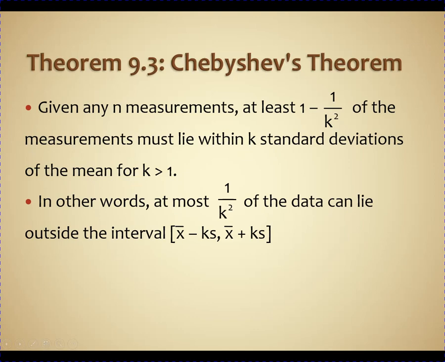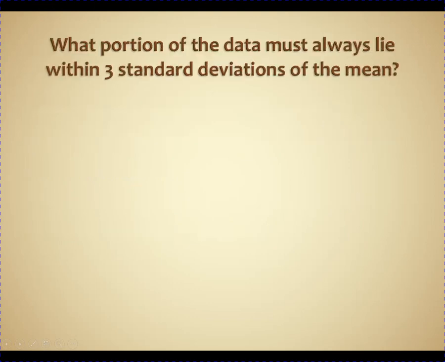So our interval would be the mean minus k times the standard deviation. That would be our lower end, and then our upper end would be the mean plus our constant times the standard deviation. So there's a range there that a lot of the data has to lie between, or we could think of it as at most 1 over k squared could lie outside of that. So let's go ahead and use this theorem.